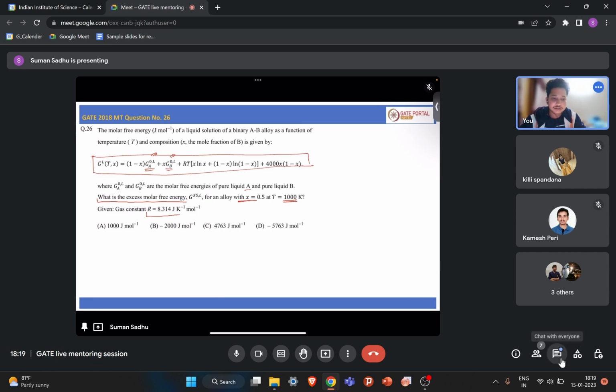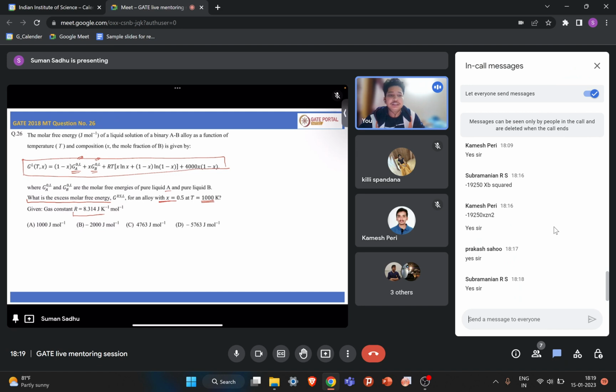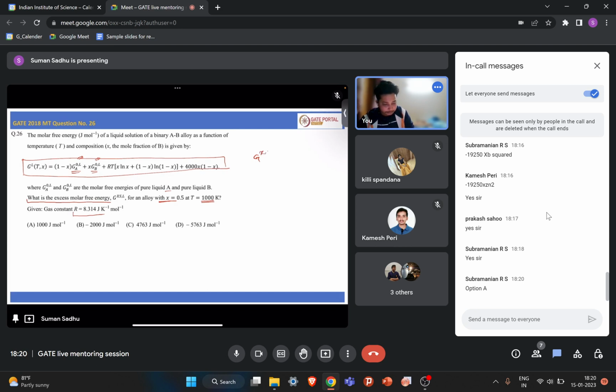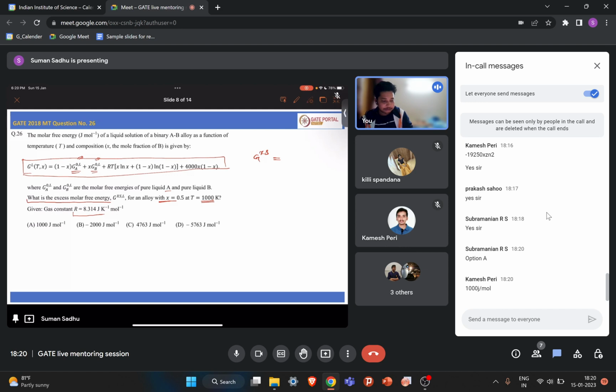So can anyone solve this? We have already covered this concept today. So now I think you can easily solve this. What is the G axis? Free energy. Just see this equation and what we have derived today. So what we have derived for regular solution: XA GA naught plus XB GB naught plus RT (XA ln XA plus XB ln XB) plus omega XA XB. So up to this part it was ideal and this part was excess.